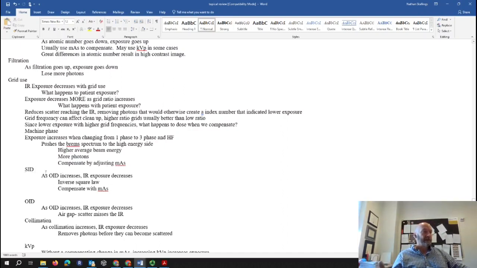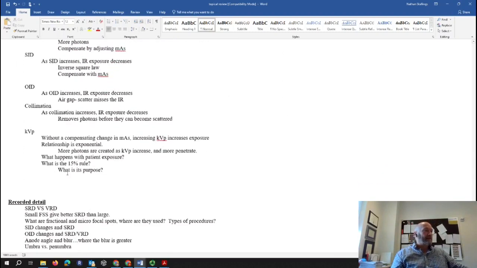As SID increases, same thing. We've got the inverse square law, compensate with mass. OID, I don't really know why I have this in two different places. OID is air gap, I bet this was supposed to be SID. Collimation we already talked about. I think it's just kind of like a cheat sheet.